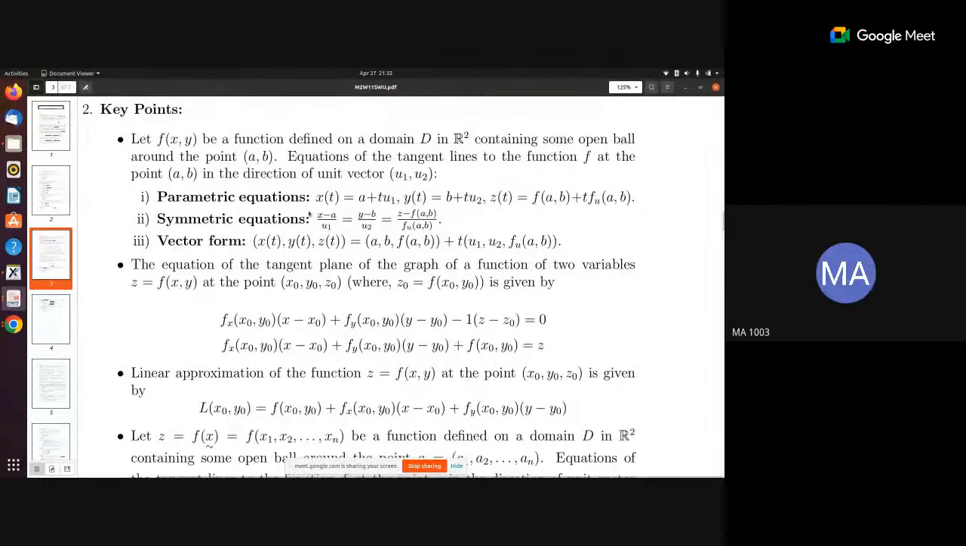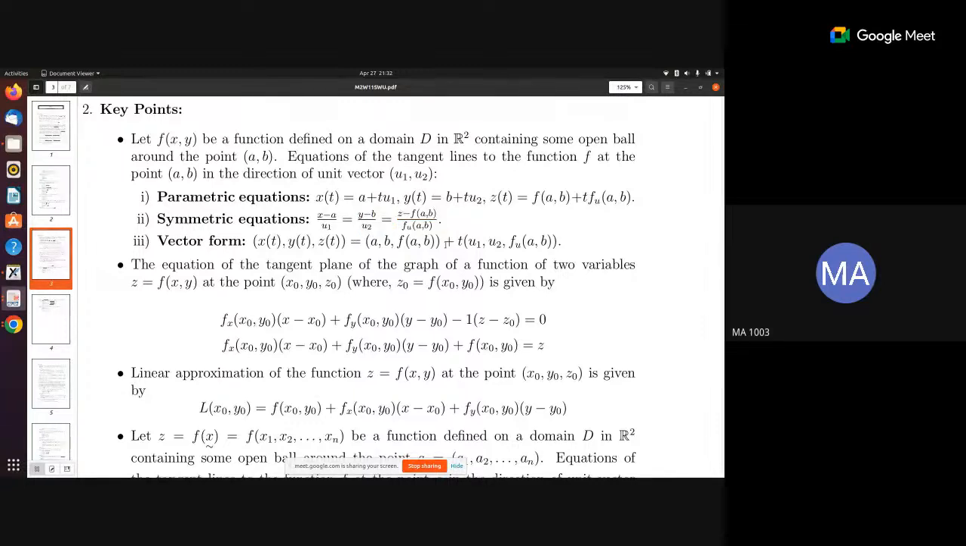Yeah. So if you see (x minus a) by u1, (y minus b) by u2, suppose we are focusing only on this part. So this is one equation, right, which involves x and y, the first two variables. This is your one equation. The second equation, let's consider this one, y and z, right? This is your second equation.